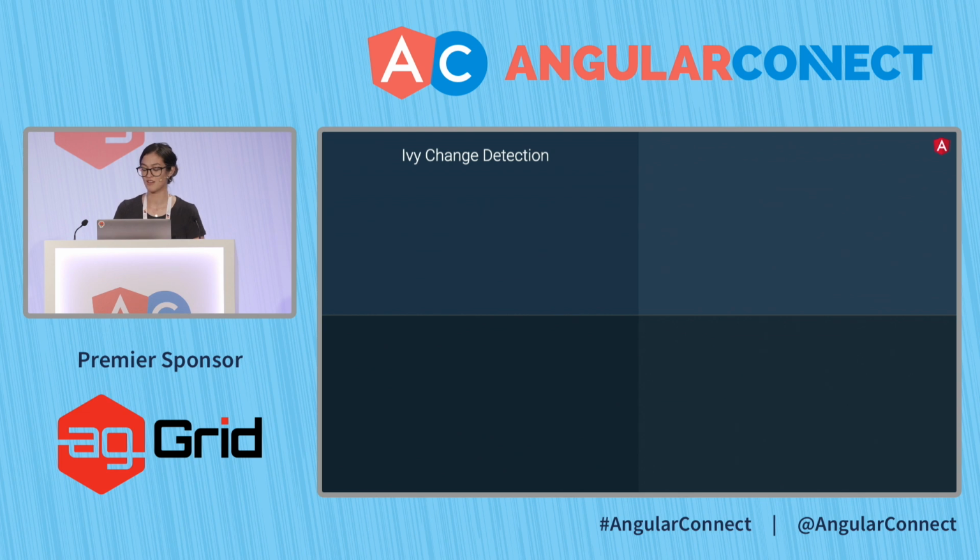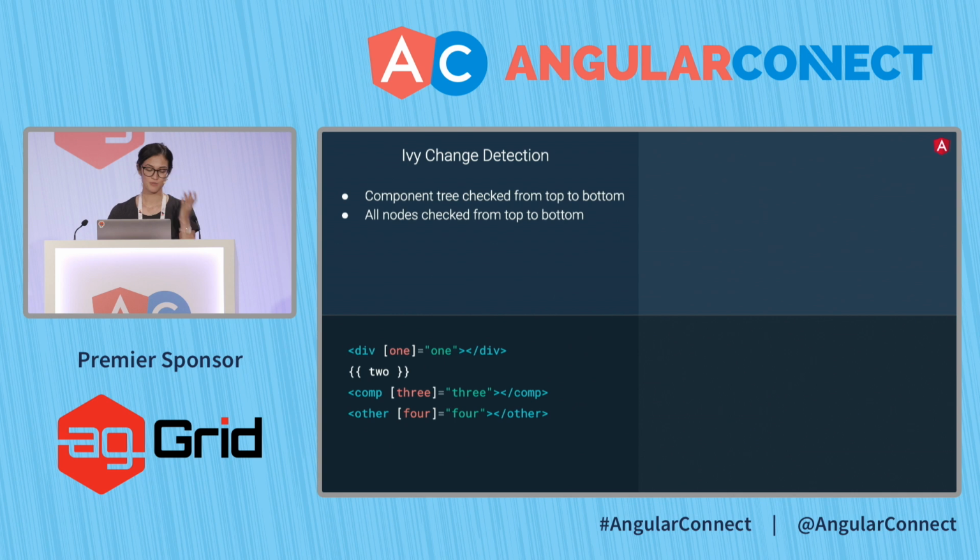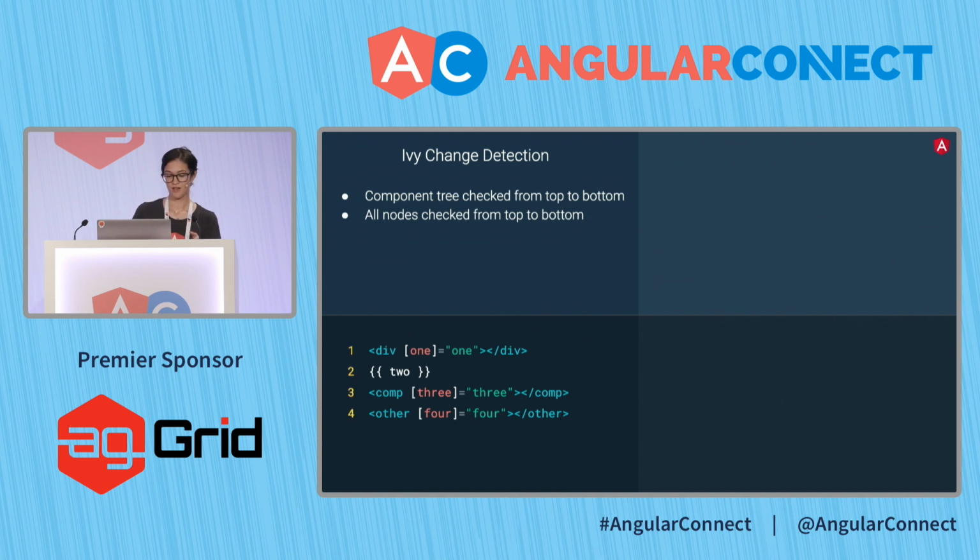OK, so one thing that you might have noticed is that change detection is going to be running within a view from top to bottom, right? Because we're keeping the ordering as we mirror the template. The component tree is checked from top to bottom, and all the nodes within a component view are also checked from top to bottom. So it's pretty predictable. So if you had this template, with the div and the text binding, 1, 2, 3, 4, you can expect that it's just going to be executed in the same order that you see, 1, 2, 3, 4. That's the order that the bindings will actually be set.